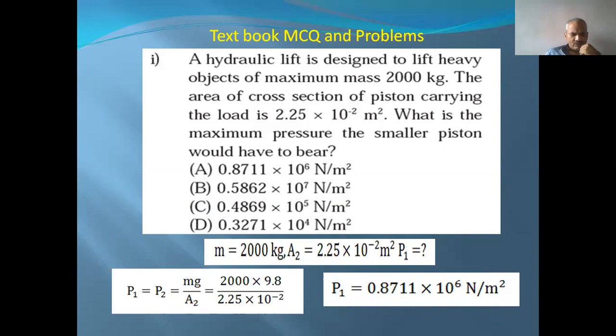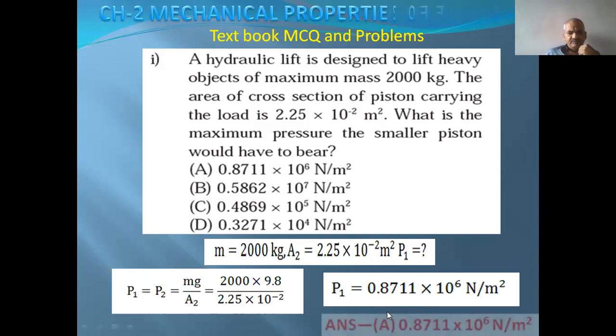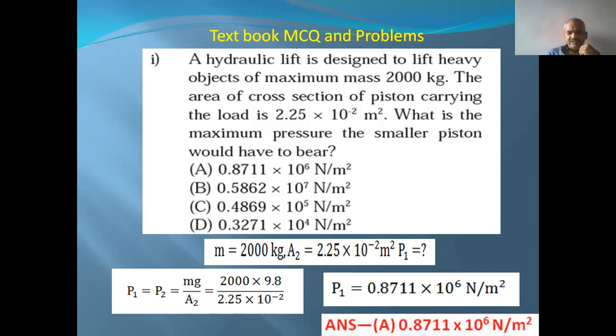Here it is not necessary to calculate all these with the log or calculator. You can calculate this orally. If we use the approximate values, that is, instead of 9.8 you can use 10, and from this you can easily find out the answer. Means the answer is A, 0.8711 into 10 raised to 6 Newton per meter square.